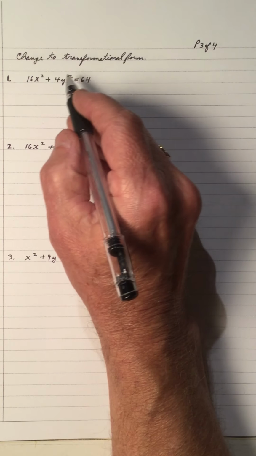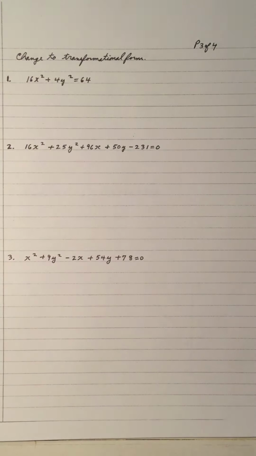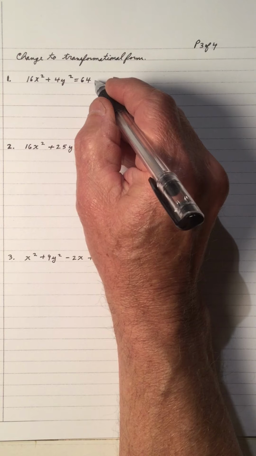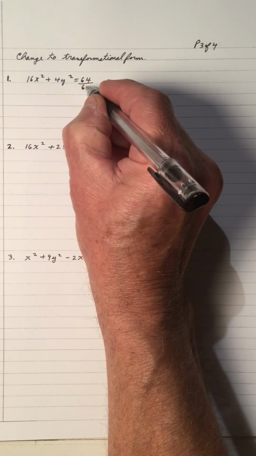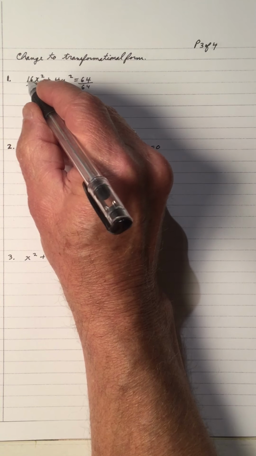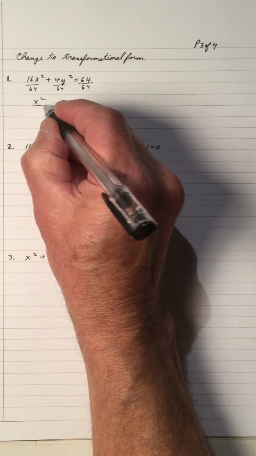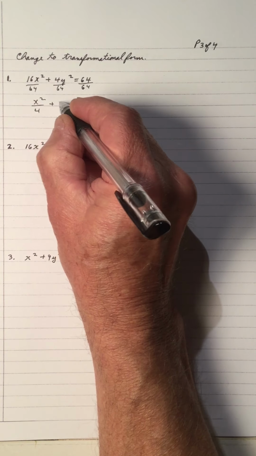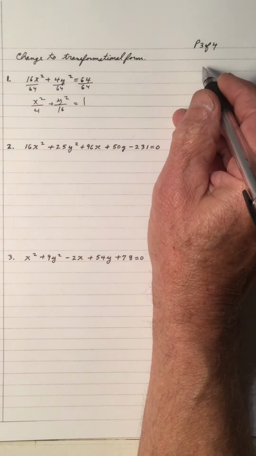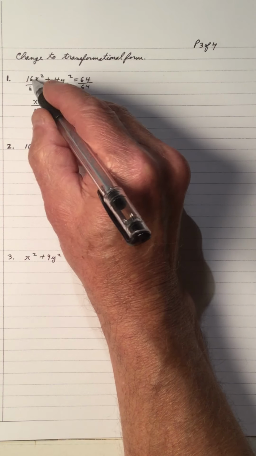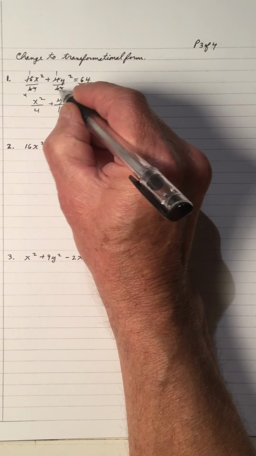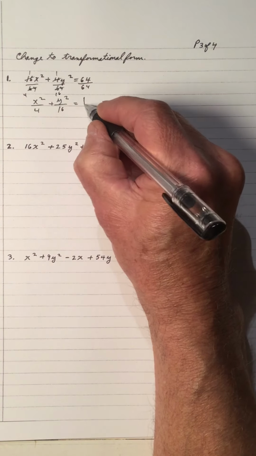And we have a general form, but there's only an x squared and a y squared, so there's no x's to group. The constant is already over on the right side, so we'll divide by 64. And 16 into 64 goes 4, so we get x squared over 4. And 4 into 64 goes 16, and we get a 1.